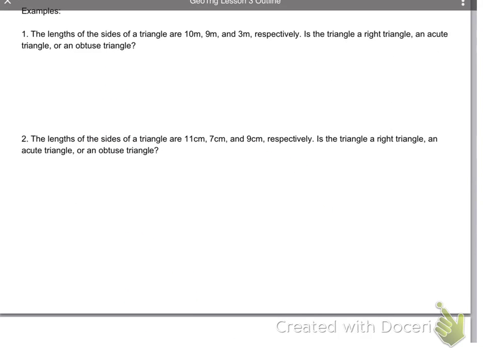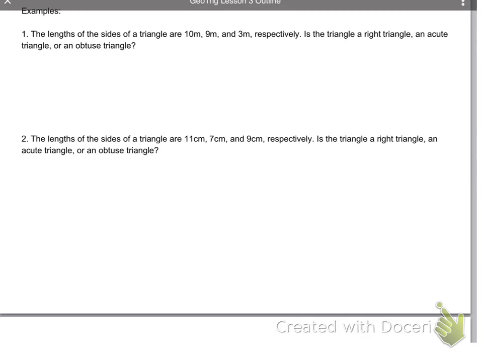So, 10, 9, and 3. The question is, could I build a right triangle with this? No. Or, if I built a triangle with those 10, 9, and 3 sides respectively, will it be an acute or an obtuse triangle? Obtuse. Well, here's the thing. You need to identify A, B, and C.